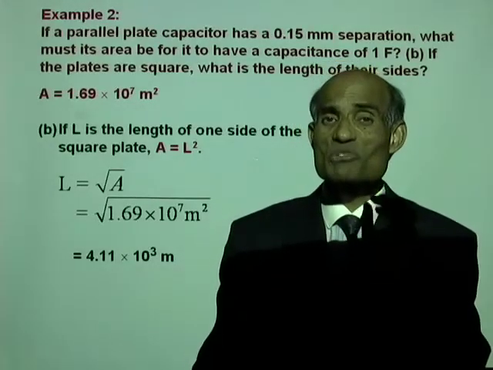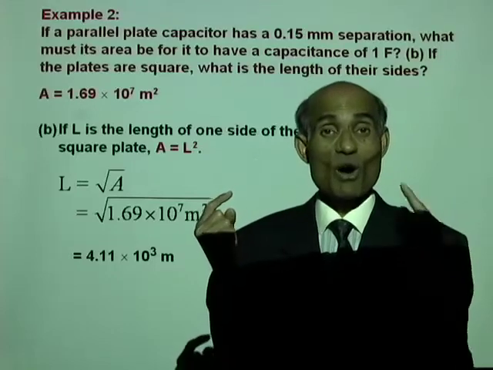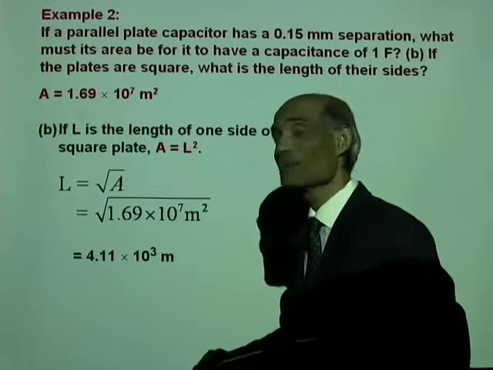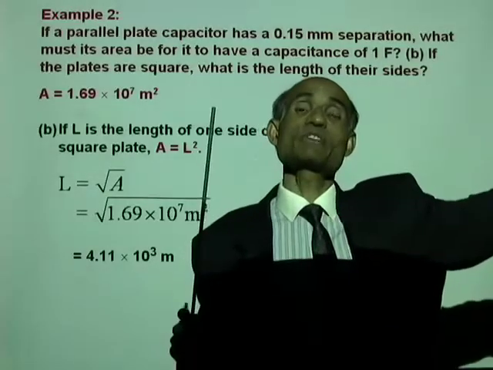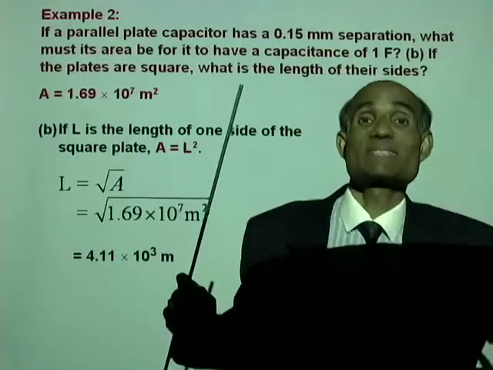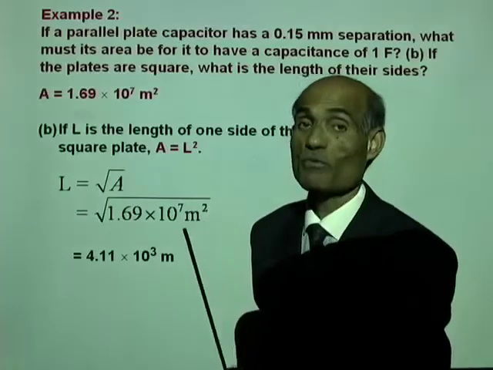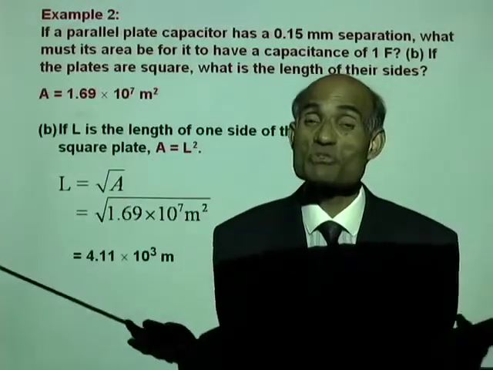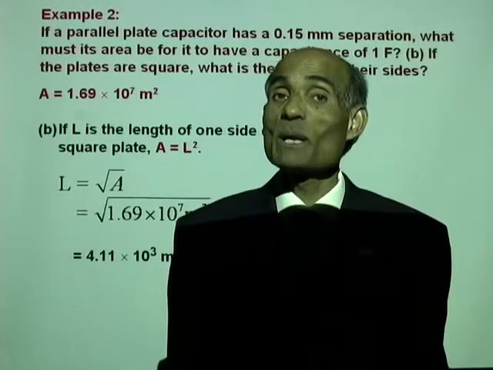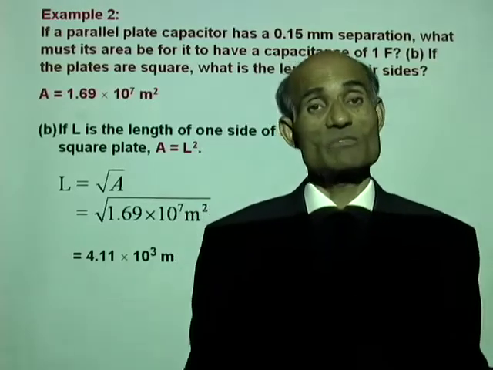Now, I included this problem just to impress upon you how big a plate is needed to produce a capacitor of capacitance 1 farad. Now, what is the length of that plate? 4.11 times 10 to the 3 meter is greater than 4 kilometers. So you need a plate greater than 4 kilometers side on a rectangle, and you need 2 plates like that to produce a capacitor of capacitance 1 farad. So 1 farad is a tremendous capacitance. Most of the capacitors that we use in the lab will be much smaller than 1 farad. I will show you some capacitors in a short while as we go on.